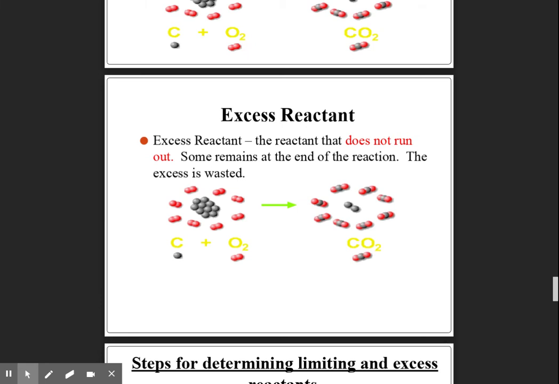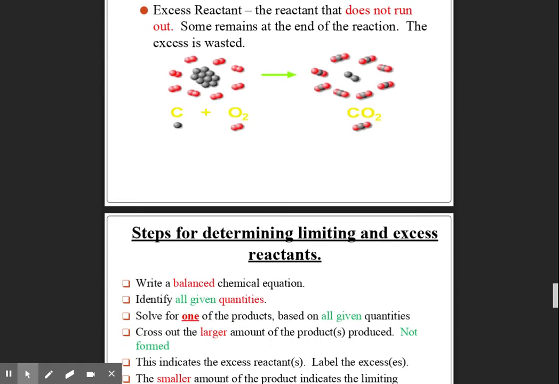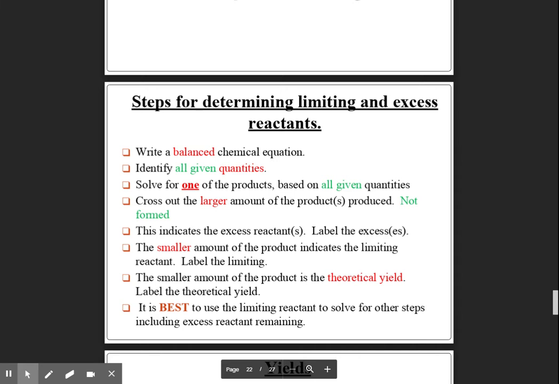Okay, so in this video we'll talk through the steps in words for how to find the excess and limiting reactant. Then we'll go back in following videos and actually do calculations. But today, in words, the first step, as always, is to balance the chemical equation. So we get an equation, then we balance it. Then I figure out all my given quantities. What is the question telling me?